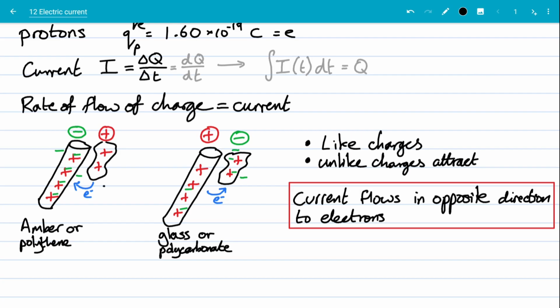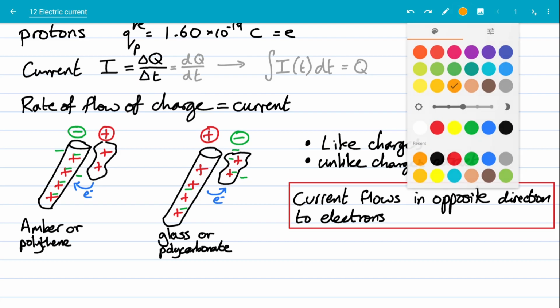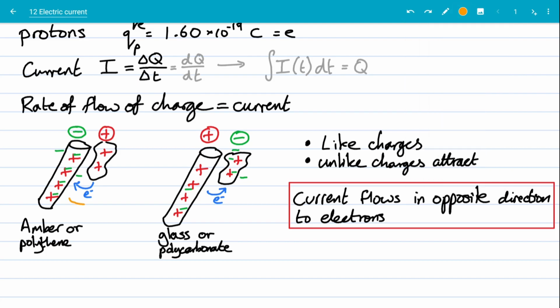I'm talking about Ben Franklin's understanding of charge going this way and going this way. So maybe I should call that Q and Q. Maybe I need a different color. There is an effective flow of charge.